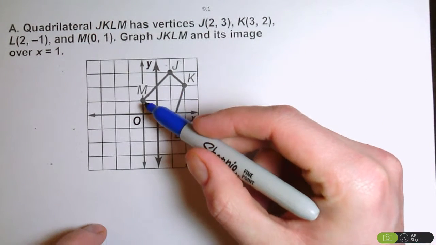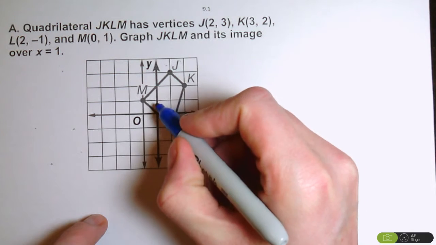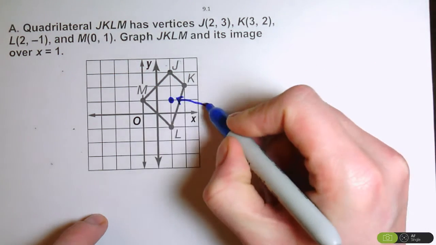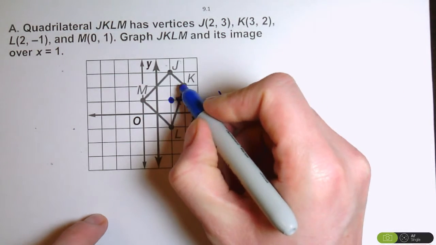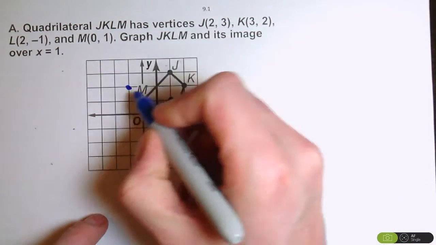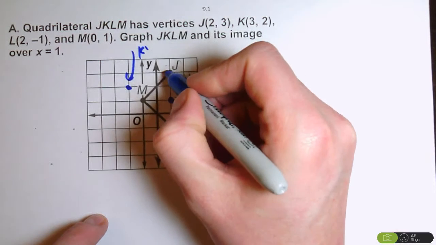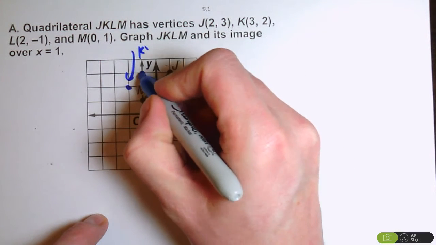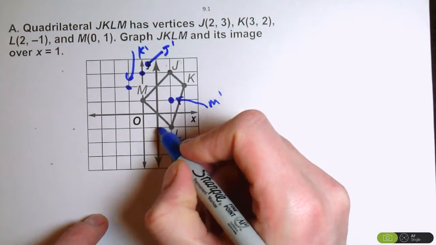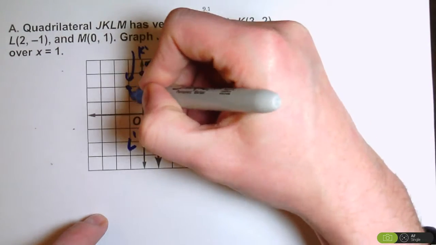So let's start with point M because it's kind of off to the side. Well, it's 1 unit away, but it's 1 unit to the left, so I need to go 1 unit to the right of the line. There's M prime. Okay. K is 2 units to the right of it, so I need to go 2 units to the left. And that's K prime. Okay. J is 1 unit away to the right, so I need to be 1 unit away to the left. There's J prime. And L is 1 unit to the right, so it needs to go 1 unit to the left. L prime. And then just connect them.